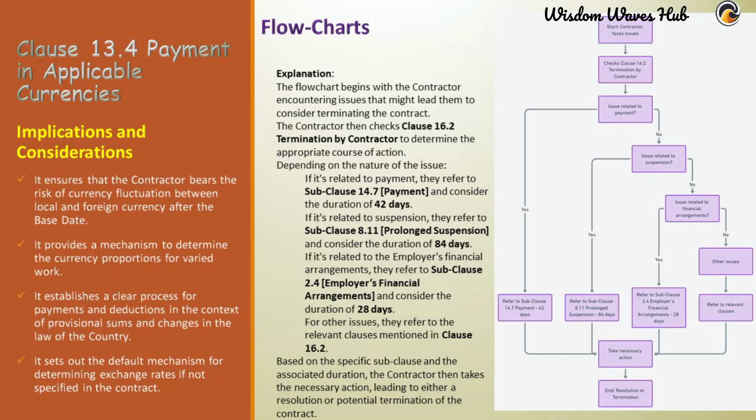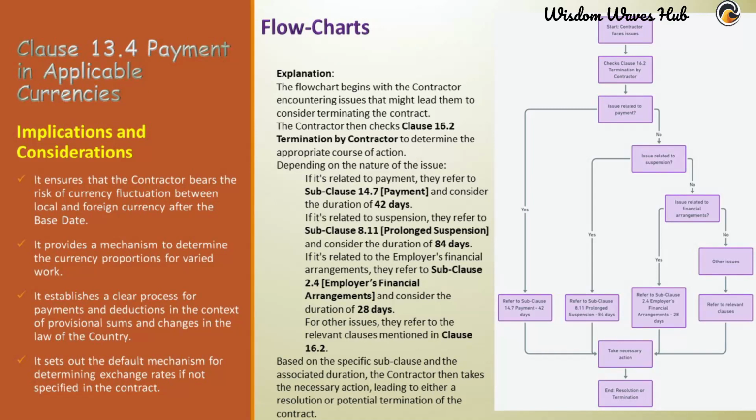Explanation of process flowchart for Clause 16.2 termination by contractor with durations. Starting point. The flowchart begins with the scenario where a contractor faces certain issues or challenges during the execution of a project. These issues might be related to payments, work suspensions, or other contractual obligations. Checking the contract. Before making any decisions, the contractor refers to the contract, specifically Clause 16.2 termination by contractor, which outlines the conditions under which they can legally terminate the contract.